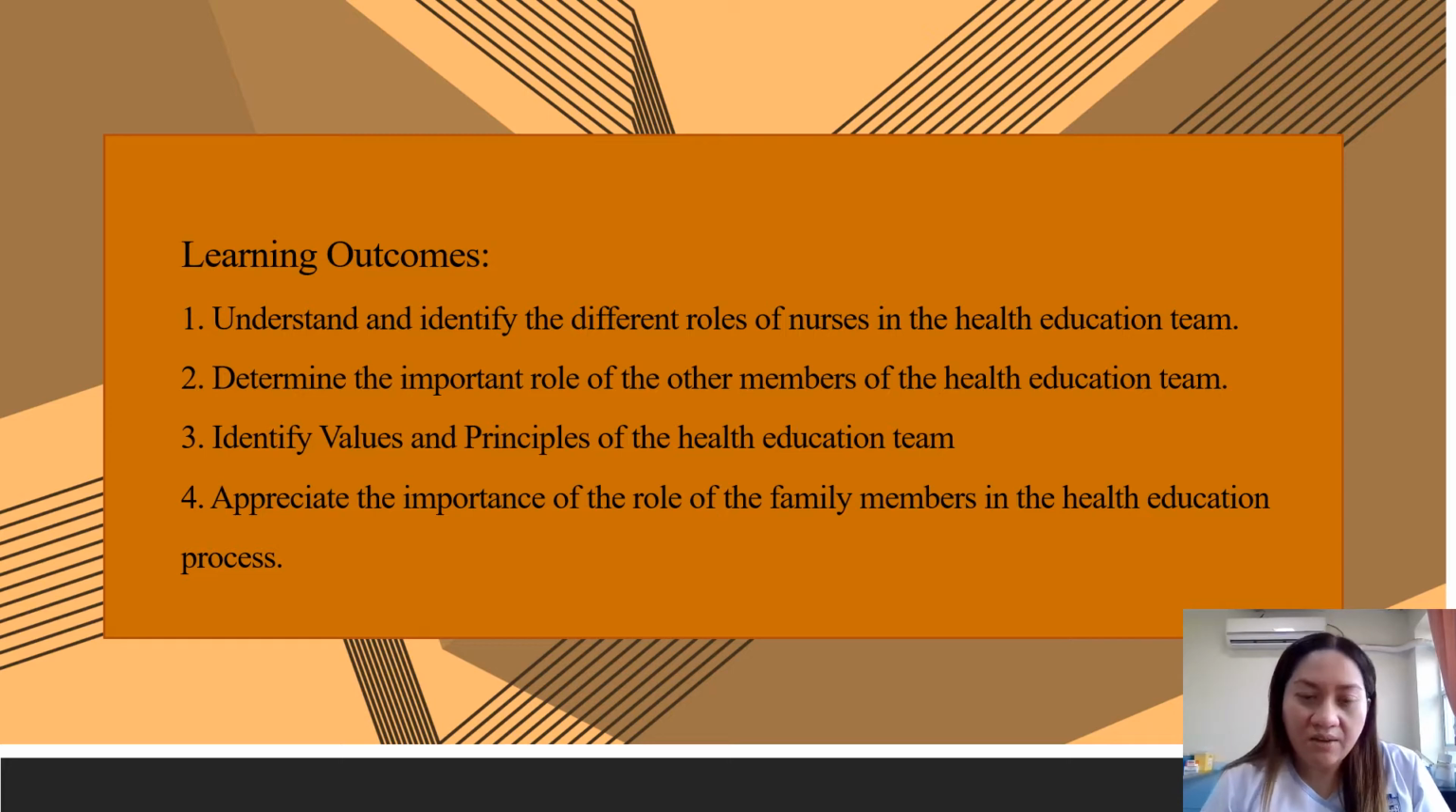We identify the values and principles for the health education team to work well, and we will be able to appreciate the importance of the role of family members in the health education process.